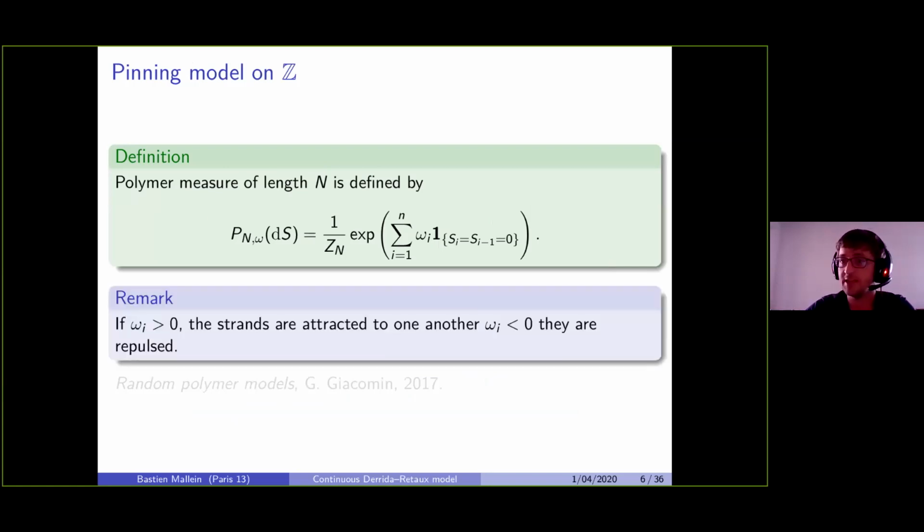This model is quite general because you can have positive omega_i's that attract the strands of DNA one to the other, or negative omega_i's that repulse the two strands of DNA. If omega_i is negative, then the strands really don't want to share that particular edge. There is a nice monograph on this kind of models, the book by Giacomin.